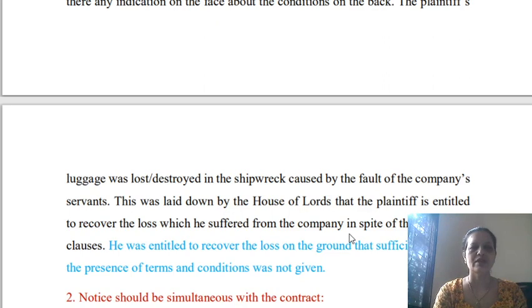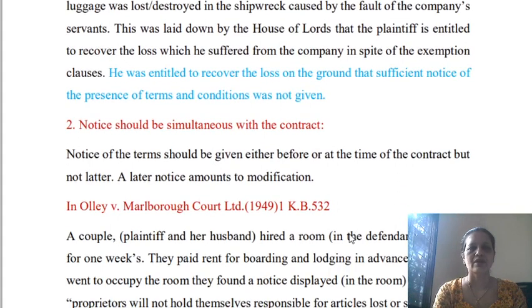It was held by the House of Lords that the plaintiff is entitled to recover the loss which he suffered from the company in spite of the exemption clauses. He was entitled to recover the loss on the ground that sufficient notice of the presence of the terms and conditions was not given.